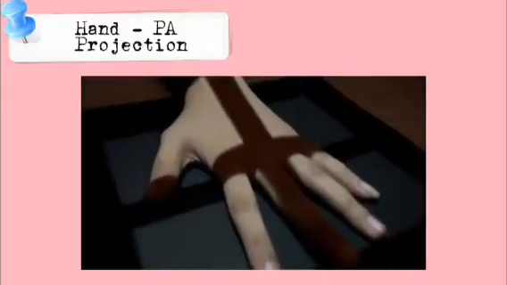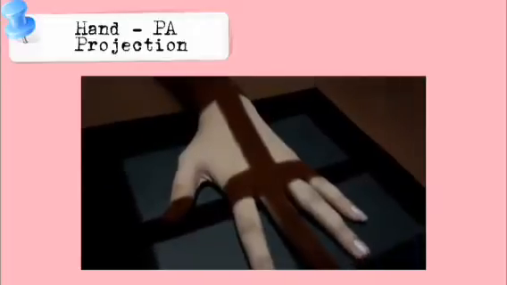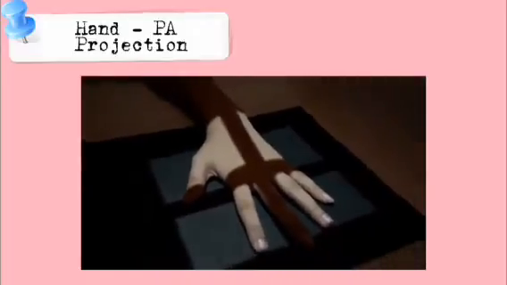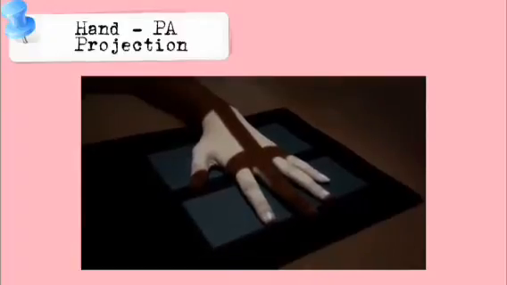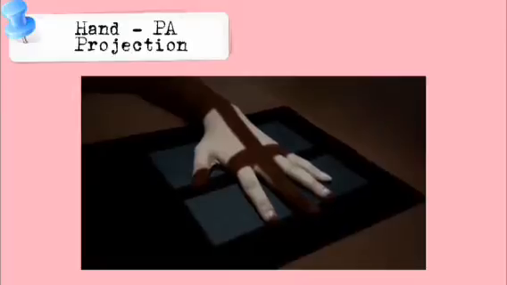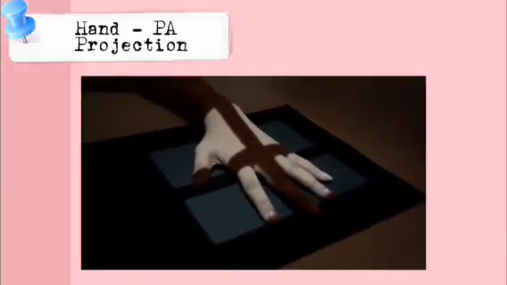Prevent involuntary movement with the use of adhesive tape or positioning sponges. A sandbag may be placed over the distal forearm. Shield gonads. The central ray of hand PA projection is perpendicular to the third MCP joint.